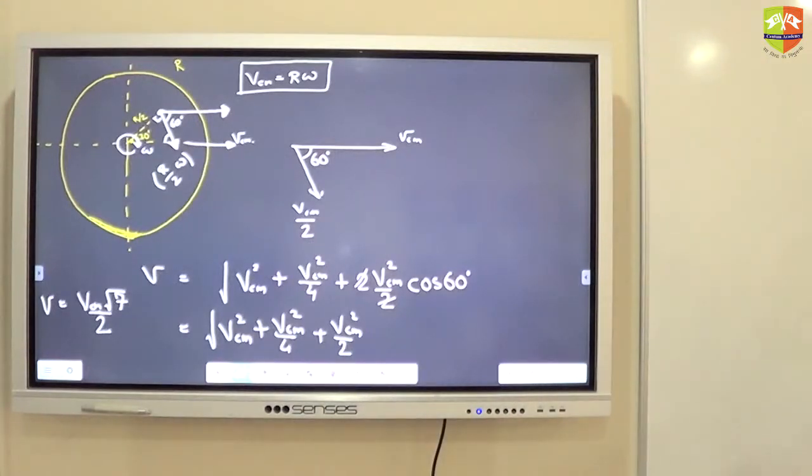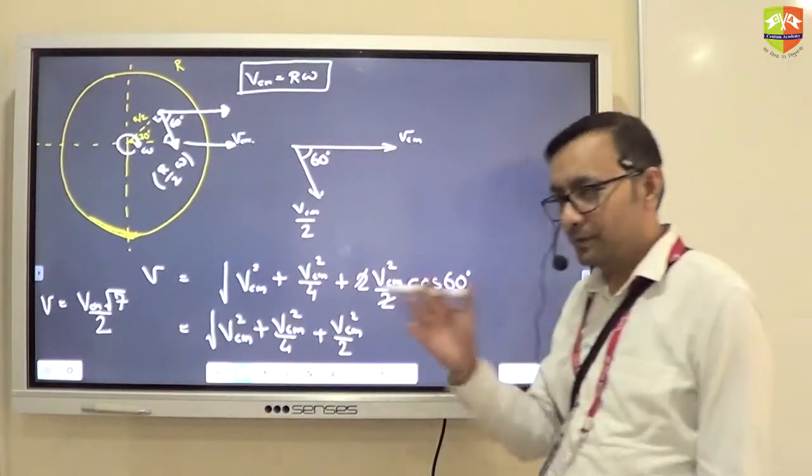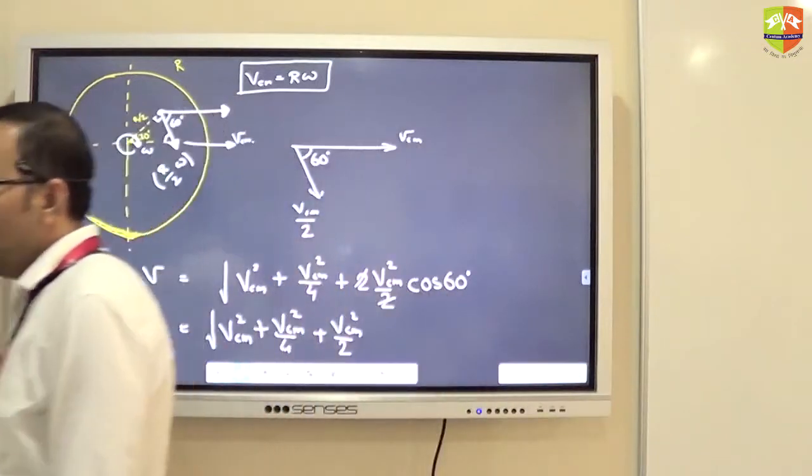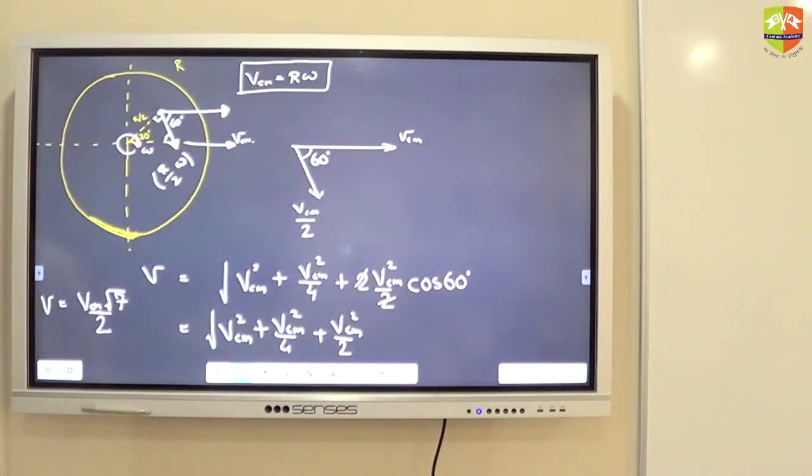So it becomes very simple to first observe with respect to the center of mass and then add what the center of mass is doing to find the total velocity. Read out.